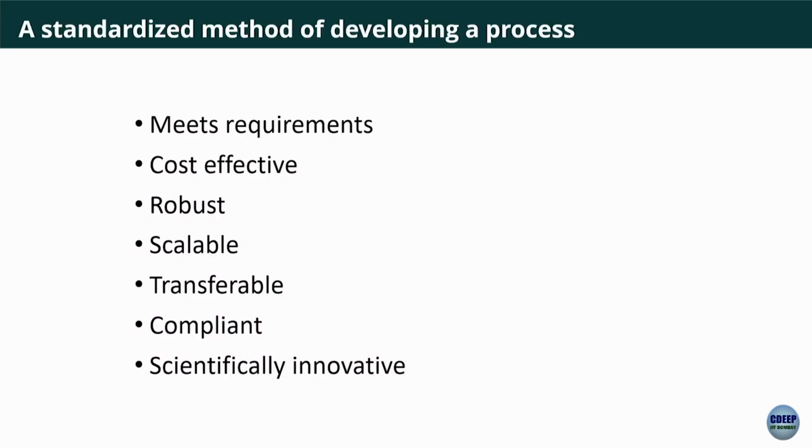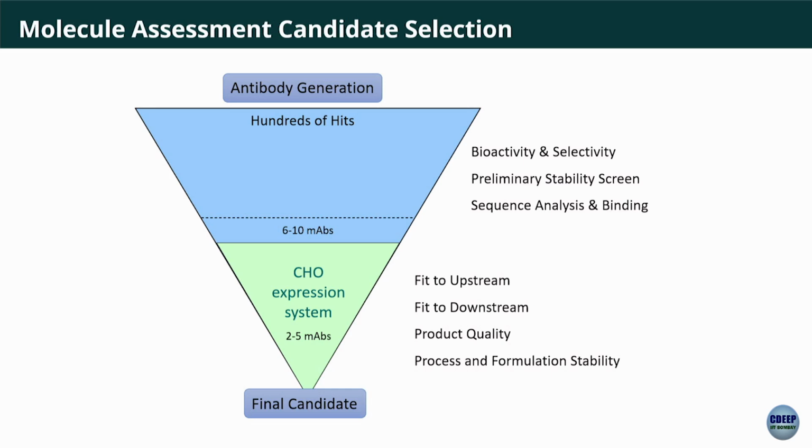So this is what we're looking at when we're looking at process development of a particular molecule. It should meet the requirement, it should be cost effective, it should be robust, scalable, transferable, compliant, and usually for a novel molecule, it should be innovative, so that you can generate intellectual property for it.